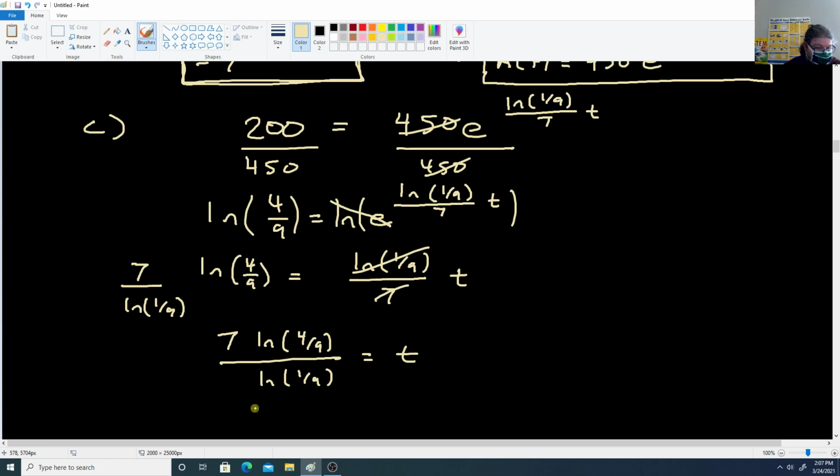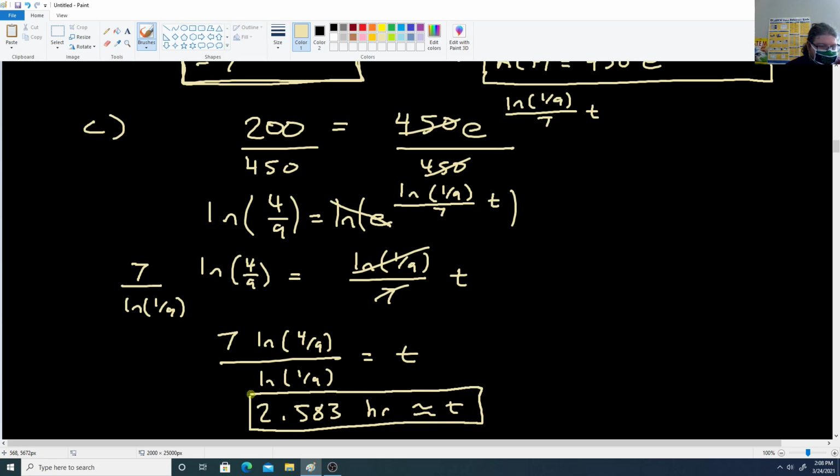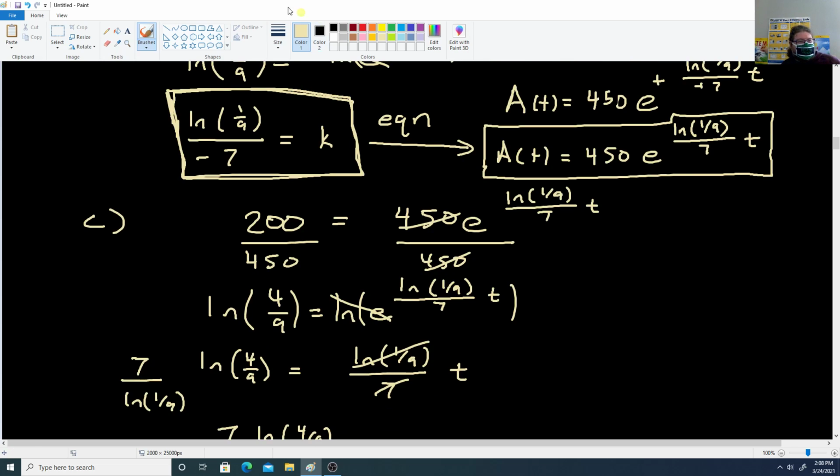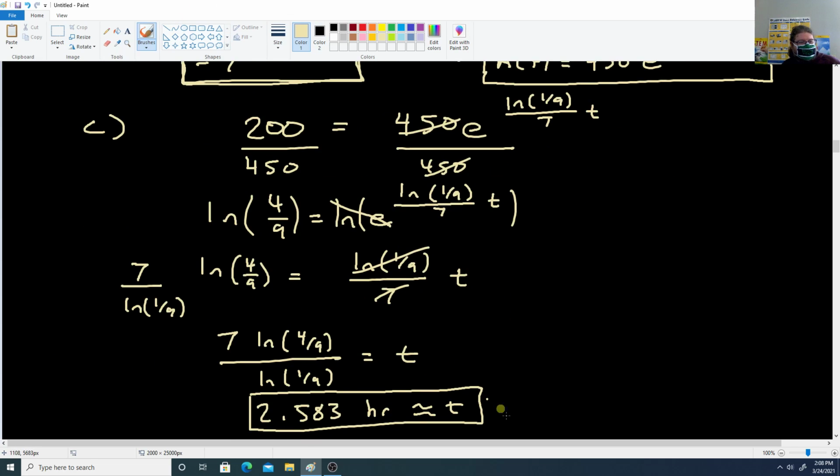So that'll be about 2.583. Units of time on this were hours. So we'll say 2.583 hours. It's about equal to our time. The book rounded their k value, and I didn't round my k value, so that's why I left my k value in terms of the natural log. The book rounded it, so that's why our answers are slightly different from what's in the book.